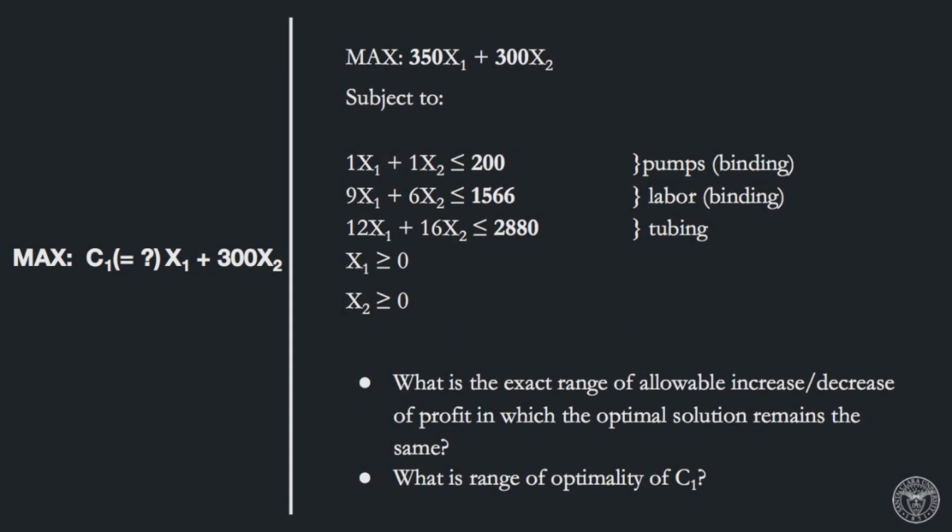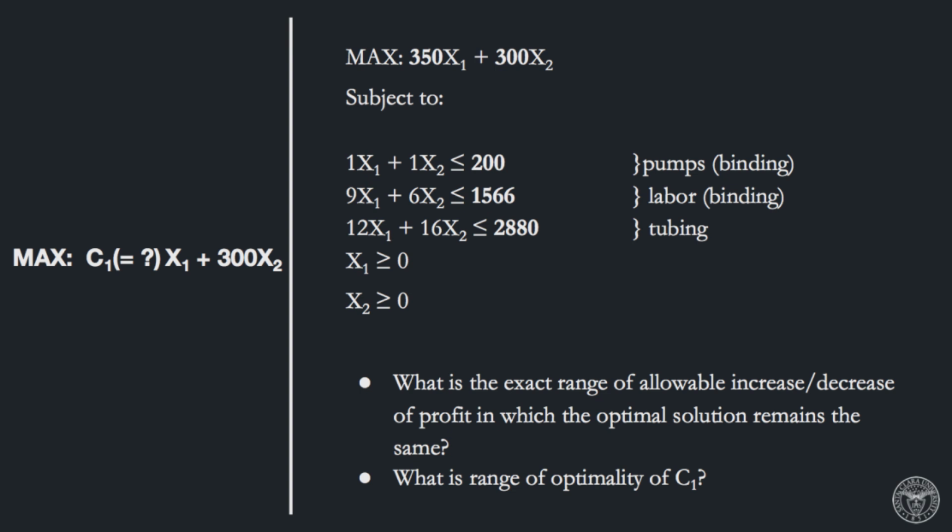Now let's look at this LP model. In this example, we are going to maximize 350x1 plus 300x2. We might wonder how much we can change the coefficient, for example, the 350 for the x1, so that we still have the same optimal solution. We can replace 350 with a C1, and now we wonder how much C1 can change from 350 to the upper bound or to the lower bound, and we still have the same optimal solution.